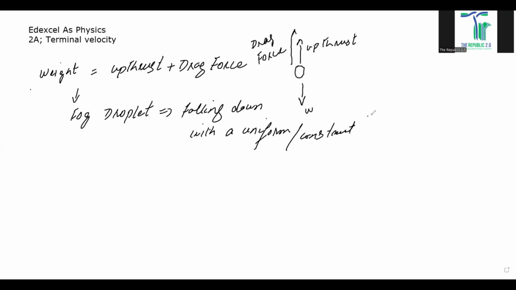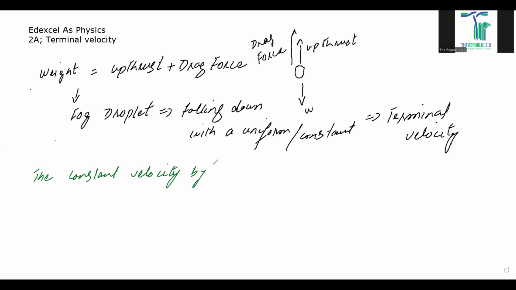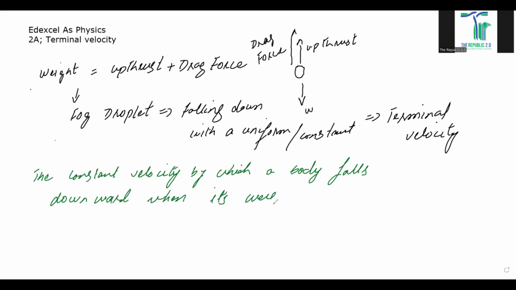That constant speed is known as the terminal velocity. When it comes to defining the terminal velocity, it can be defined as the constant velocity with which a body falls downward when its weight balances out the upthrust and the drag force.